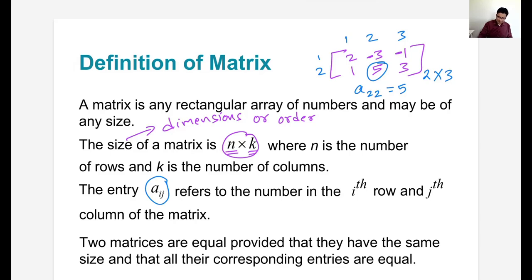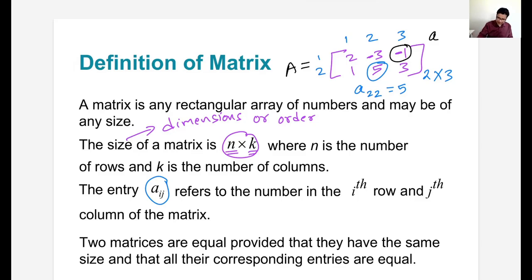Now let me give an example where the row and column numbers are different. That would be, for example, if I want to identify -1 by its position. When I write A there, typically it means I'm naming my matrix as capital A. Then I use small a to refer to its elements, the position of its elements.